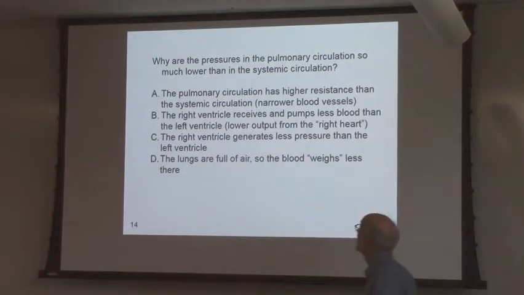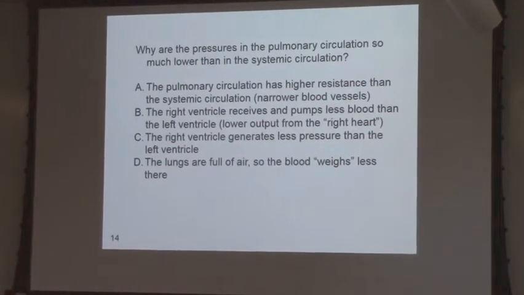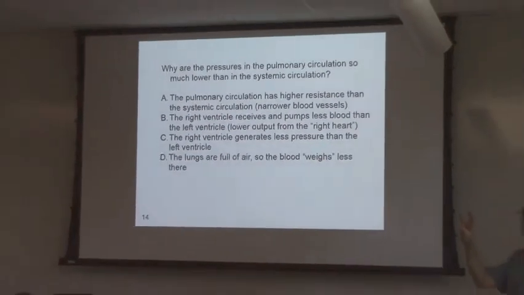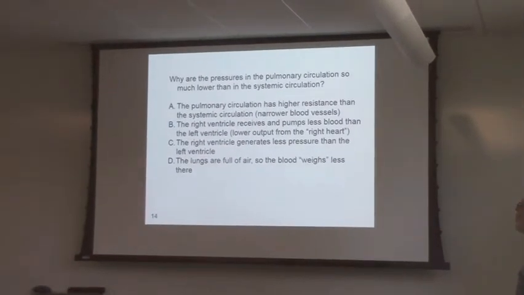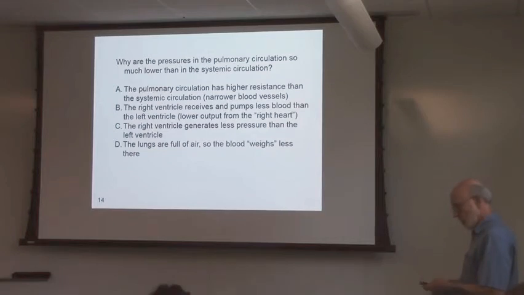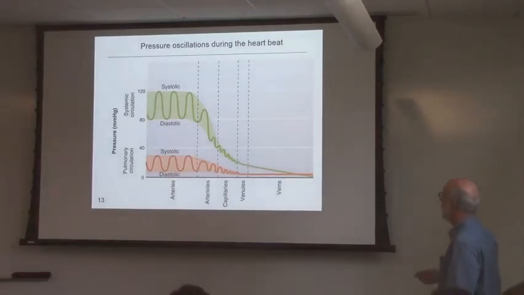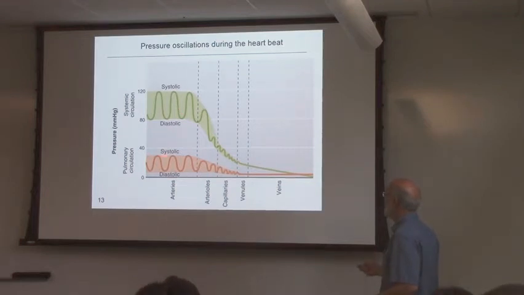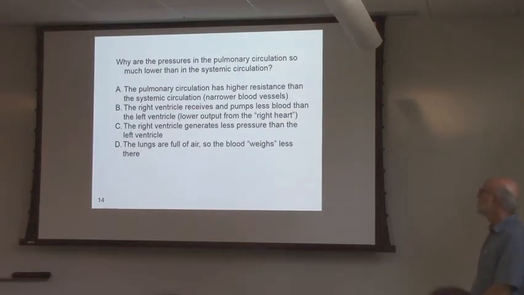And we've got a clicker. Okay, let's do a clicker. I didn't give you clickers, but I think there's one correct answer. Use your fingers: 1, 2, A, B, C, or D. Why are pressures in the pulmonary circulation so much lower than the systemic circulation? Show me your answer, please.